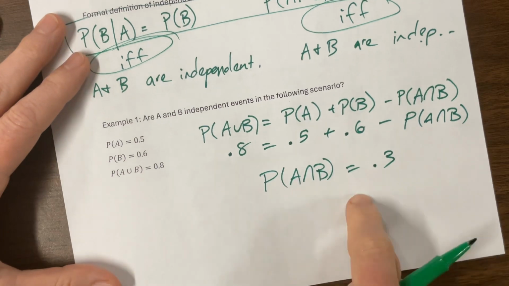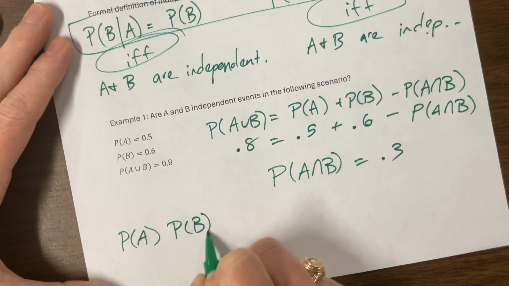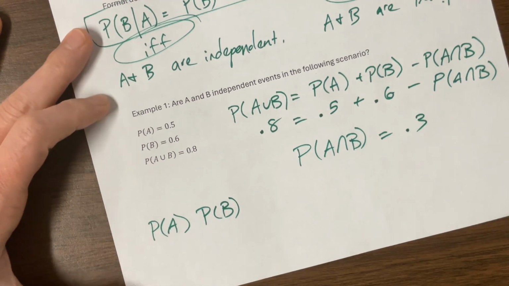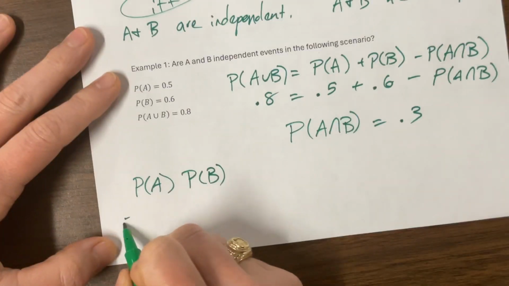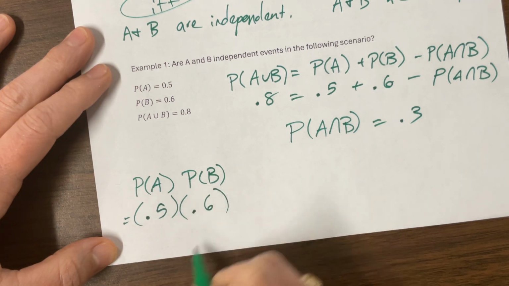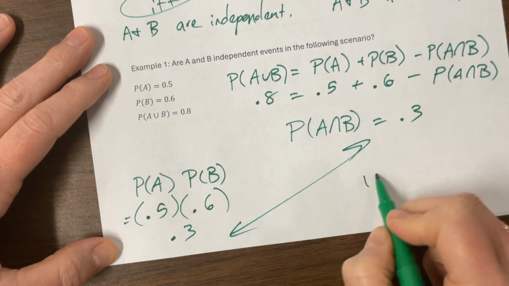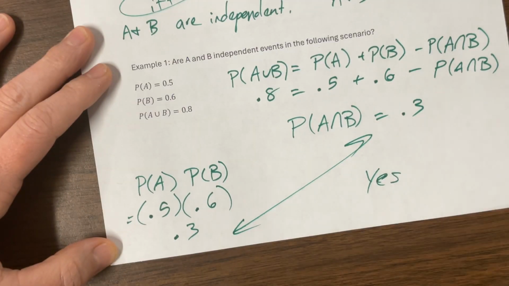If they're independent, then the probability of A times the probability of B will be equal to that. The probability of A is 0.5 and the probability of B is 0.6. 0.5 times 0.6 is 0.3, which is equal right here. So are they independent? Yes, A and B are independent.